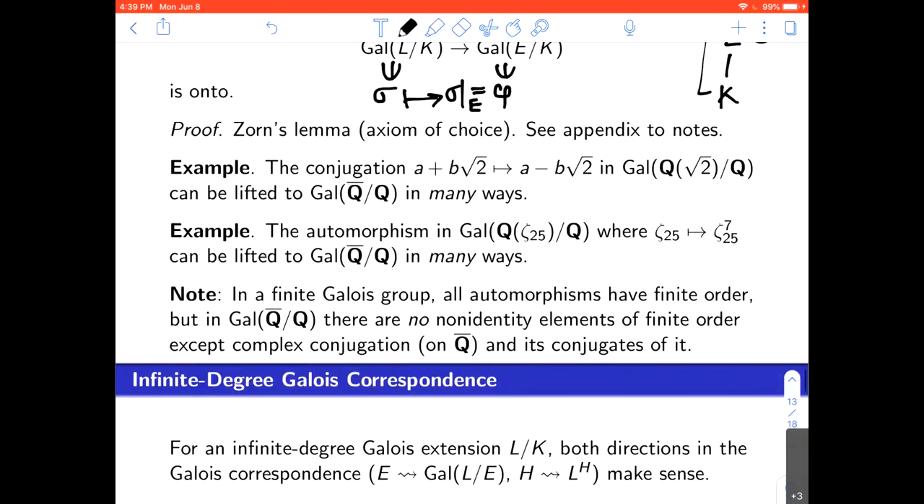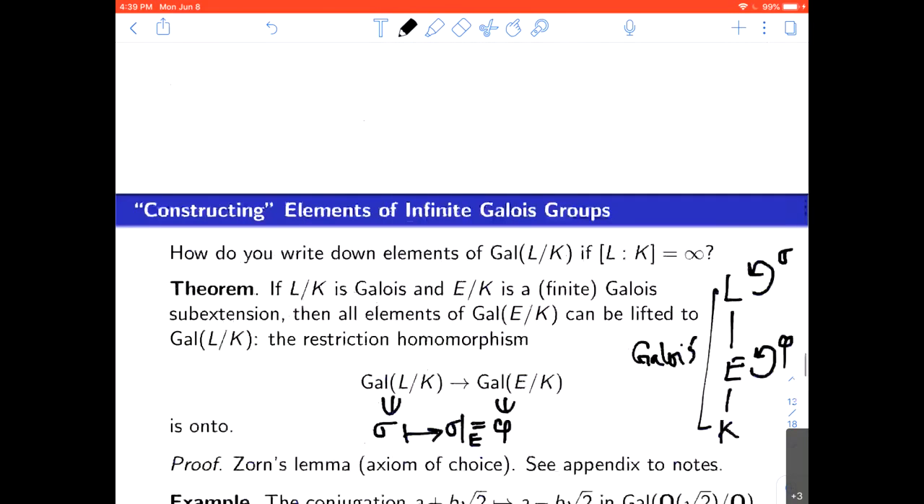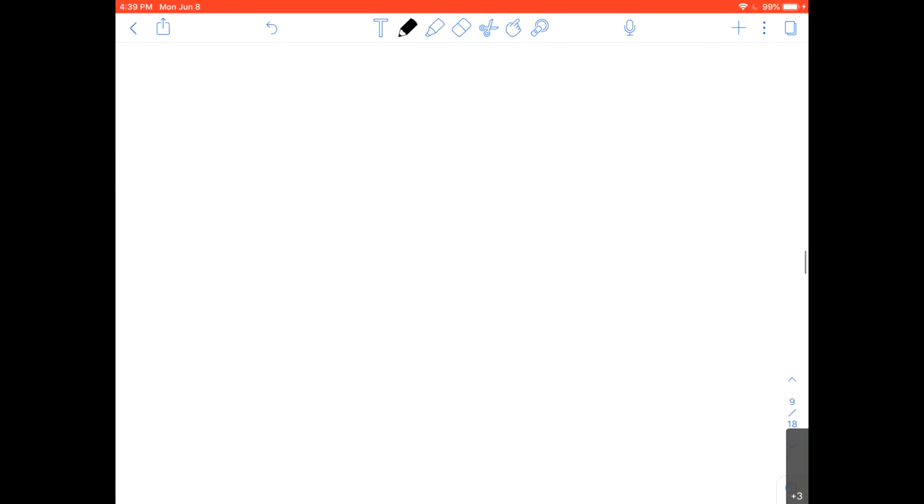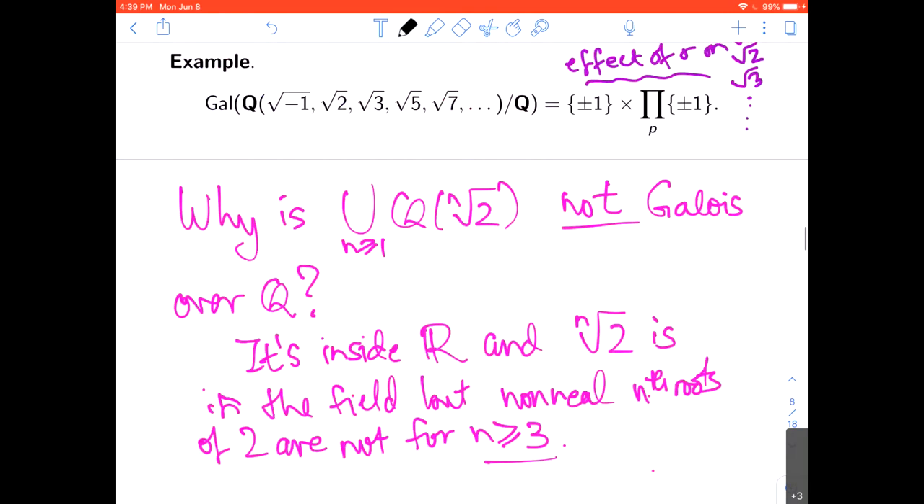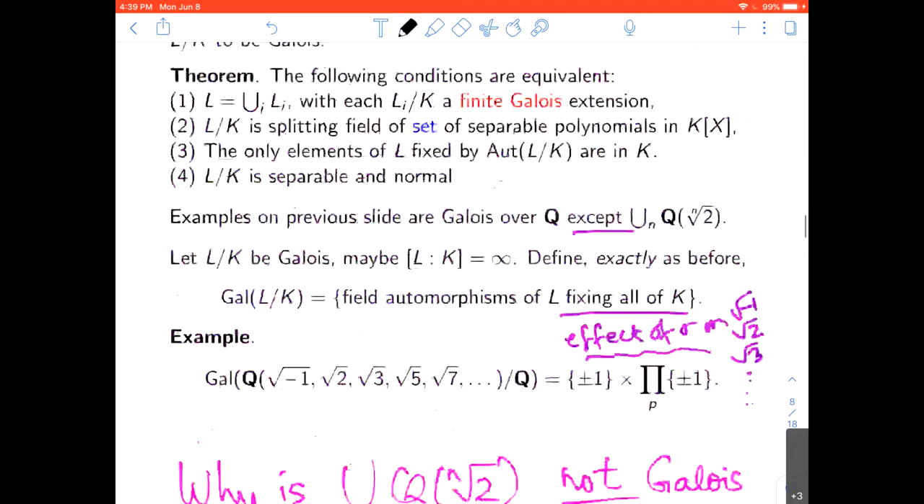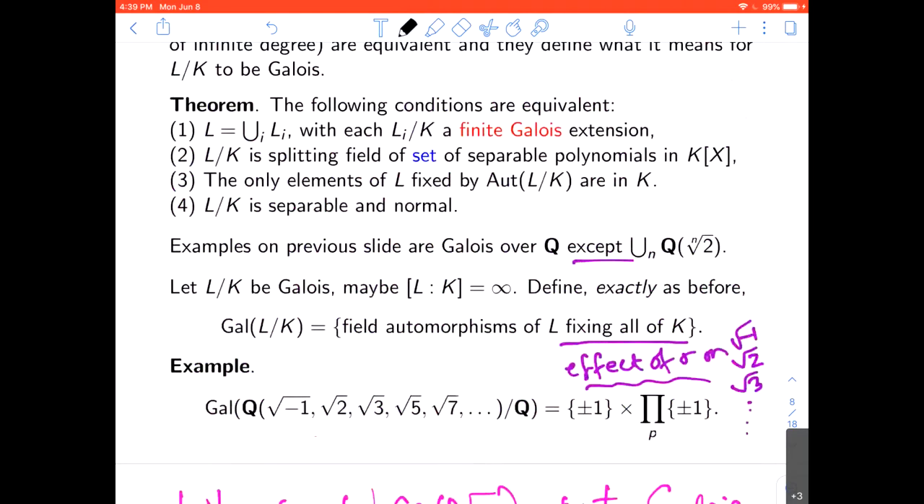Sure. Yes. The Galois group is uncountable. I'm sorry, I thought you meant is the degree of the extension uncountable. Oh, no, these infinite Galois groups, we'll see by the end of the lecture. They're always uncountable. Always. Yes, I'm sorry, I misunderstood.